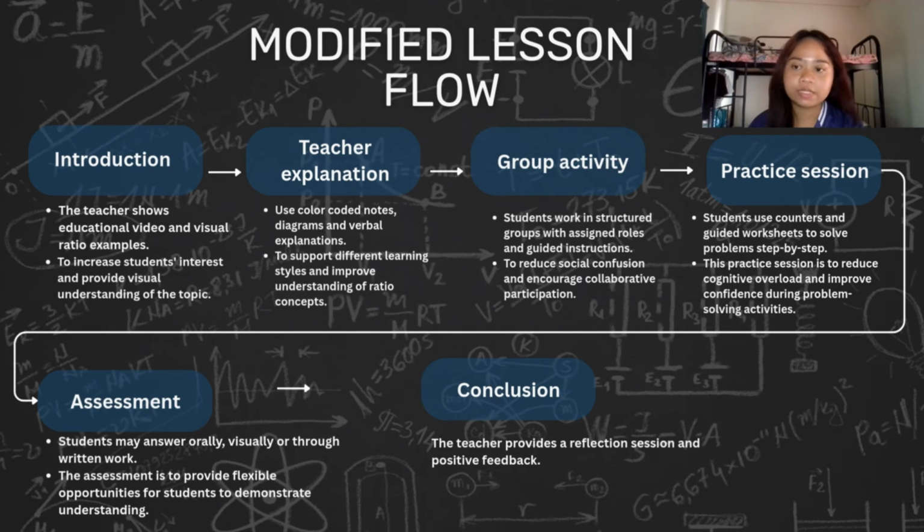The modified lesson flow begins with the educational video and visual example to introduce the topic that will increase the student interest. Then during the explanation, color-coded notes and diagrams are used to support different learning styles and improve understanding of ratio concepts. Then students will participate in structured group activity and hands-on practice session using counters and guided worksheet. Finally, students complete flexible assessment and receive positive feedback during the conclusion.